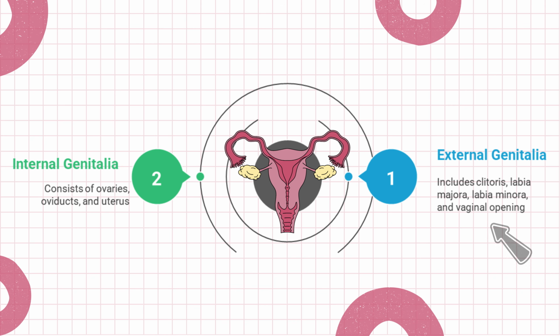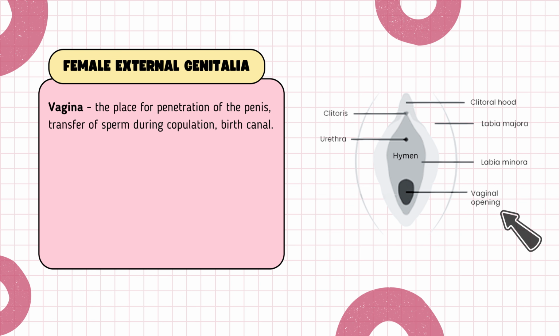External genitalia. The vagina is a muscular and elastic canal leading from the vaginal opening to the uterus. It is the place for penetration of the penis and transfer of sperm during copulation. It is also a canal that provides passage for a newborn during birth and allows for menstrual flow during the menstruation period. The vagina leads to the exterior at the vulva.